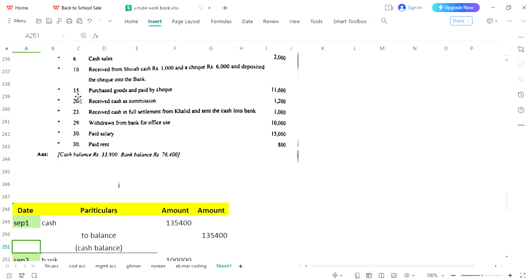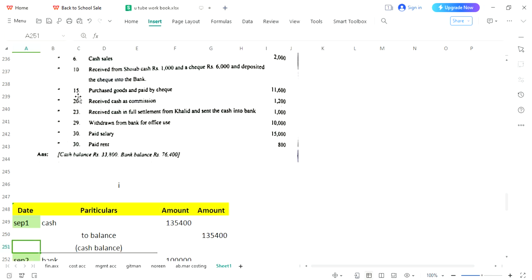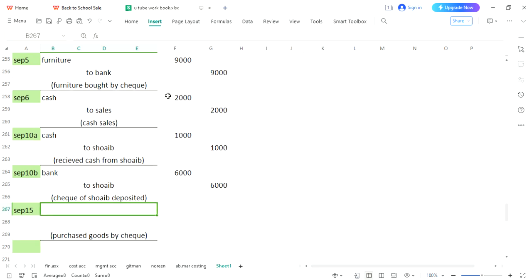Now September 15, and September 15 is saying purchase goods by check. So you may write same narration, purchase goods by check. Please translate this word. You have bought goods and paid check. It means goods are coming in. Goods are your asset. Asset is increasing. Increase in asset should be debited.